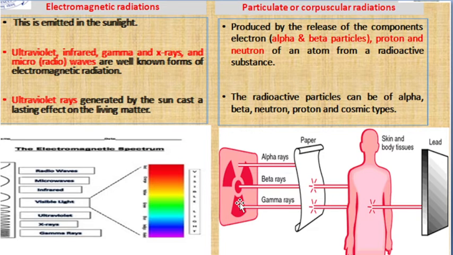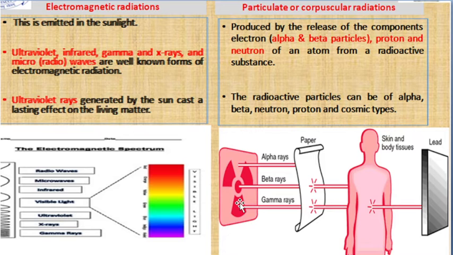So there are some types of radiation: electromagnetic radiations and particulate or corpuscular radiations. Electromagnetic radiations are emitted in sunlight, for example ultraviolet rays, infrared, gamma and X-rays, and microwaves and radio waves. Okay, they are well known forms of electromagnetic radiation, and ultraviolet rays generated by the sun cast a lasting effect on living matter.